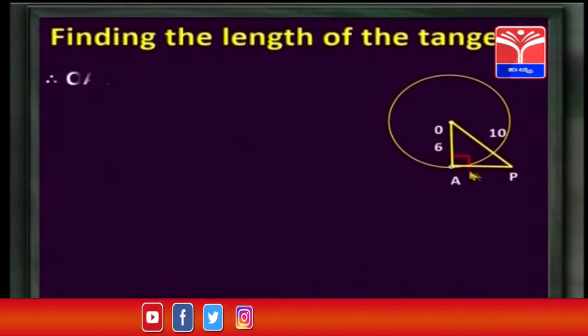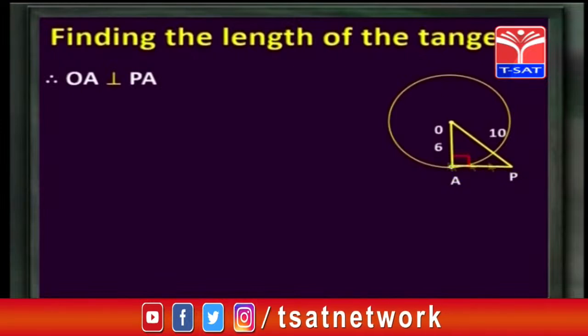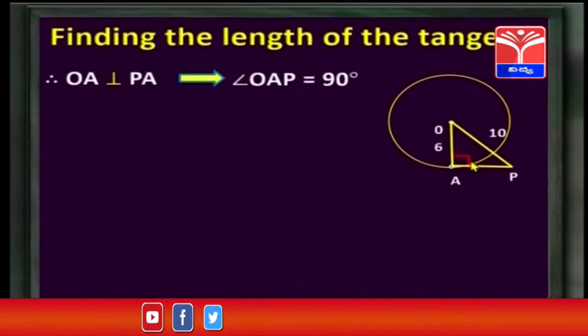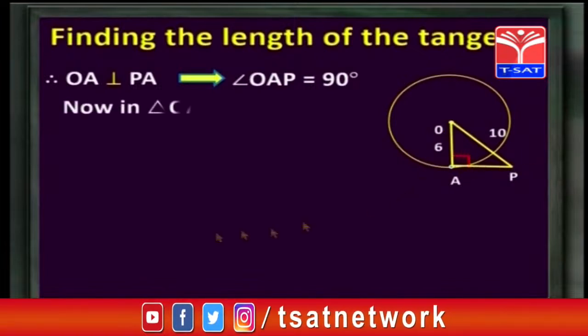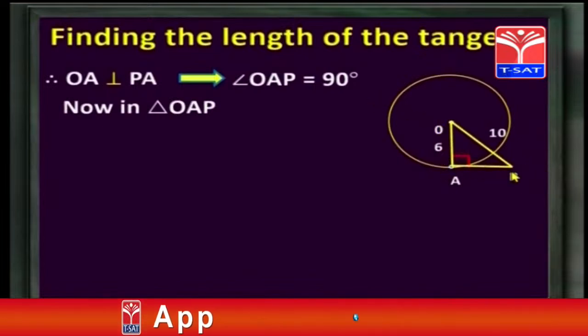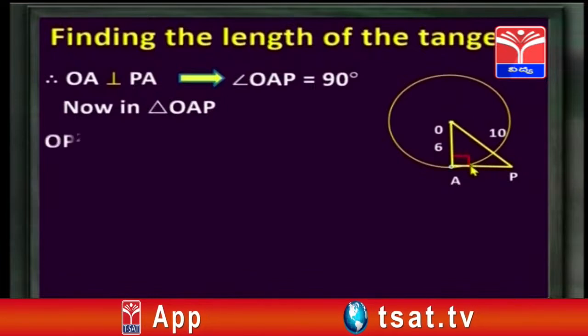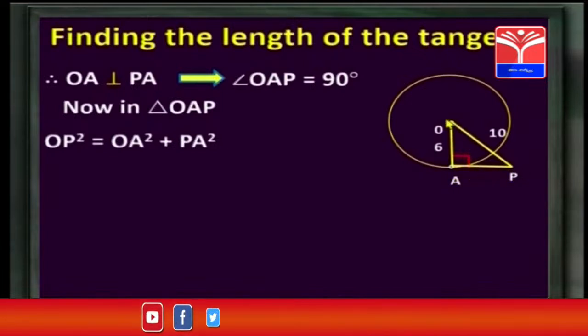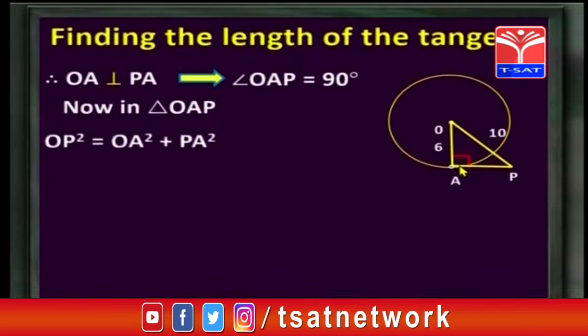Now we need to find out the length of AP here. AP is the tangent. We need to find out the length of tangent AP. So we know that OA is perpendicular to AP or PA, and angle OAP is equal to 90 degrees. Now in triangle OAP, this is the triangle OAP, right? In the triangle OAP, which is a right angle triangle, by Pythagoras theorem we know that the hypotenuse square is equal to side square plus side square, which is OP square is equal to OA square plus AP square, and we know the OA value and OP value.